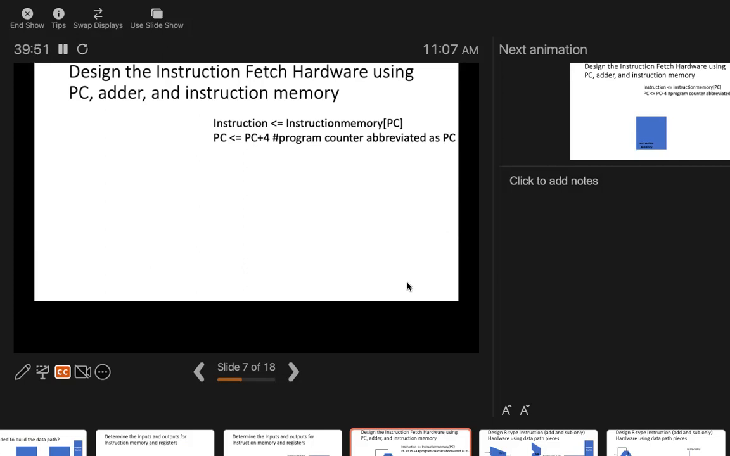Please work with your peers. I'll randomly ask a group to come to the board and draw it. Please have a chat and actively discuss how you would bring these pieces together to perform this. Into the instruction memory goes the program counter, out comes an instruction. At the same time, the program counter is incremented by 4. Please don't be shy to ask me any questions.